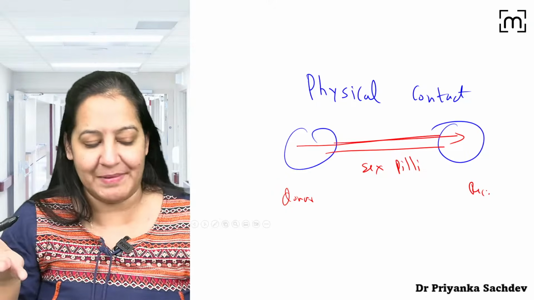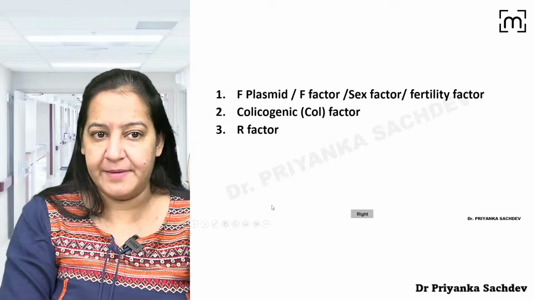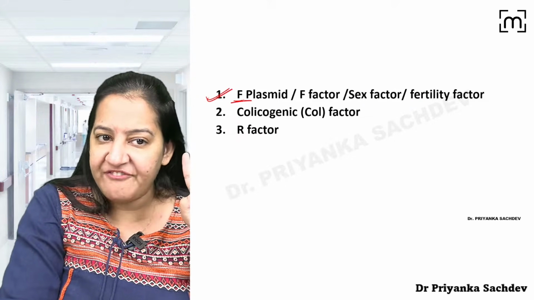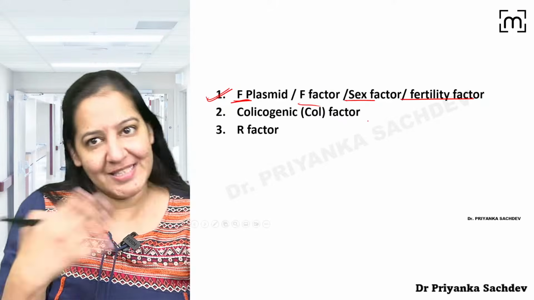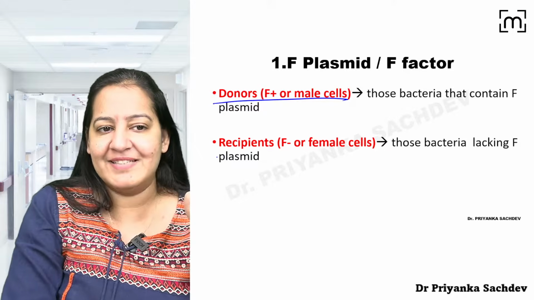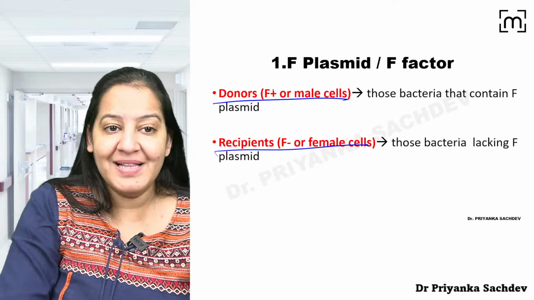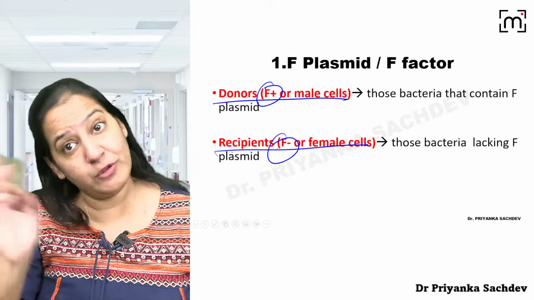So this is how it takes place. It is through physical contact, and it is of three types. The first type I have already explained: F factor, or fertility factor, or sex factor. One is male, one is female, we have already understood, right? The donors are the male and the recipients are the female. The males are F positive and the females are F negative. At the end, both will be F positive.